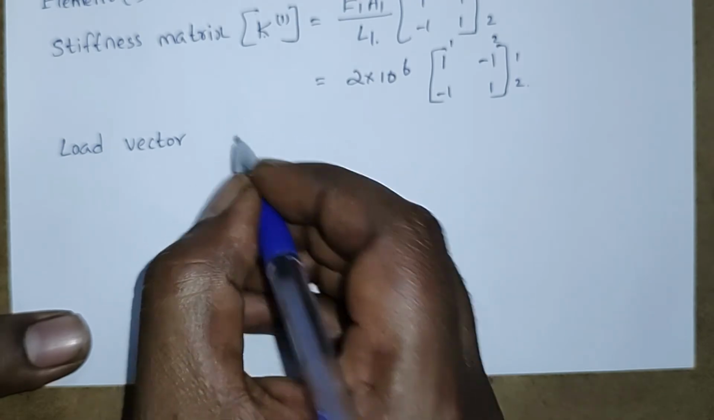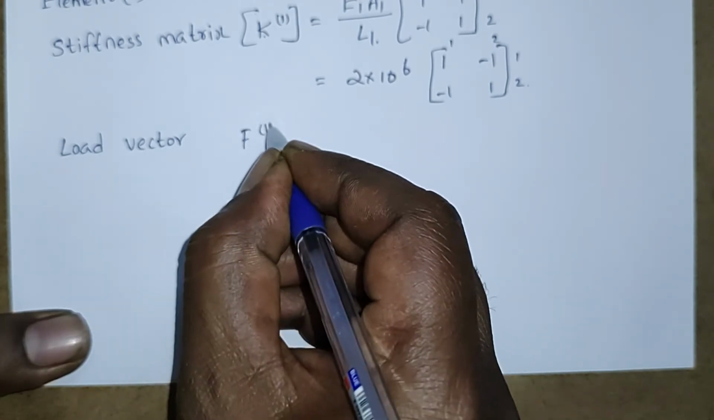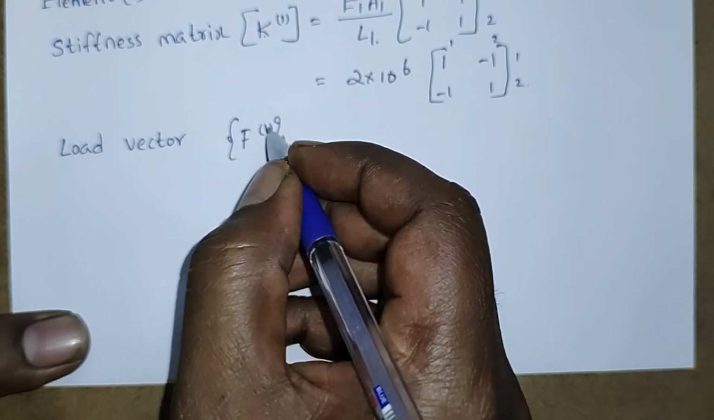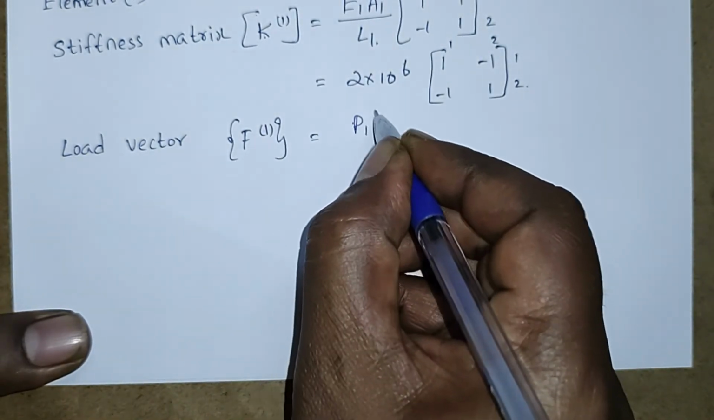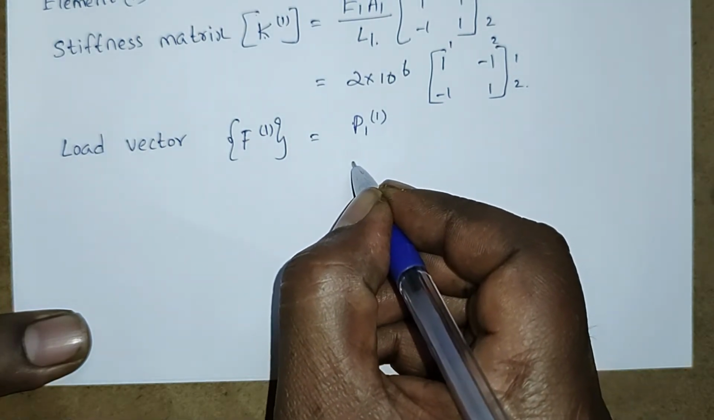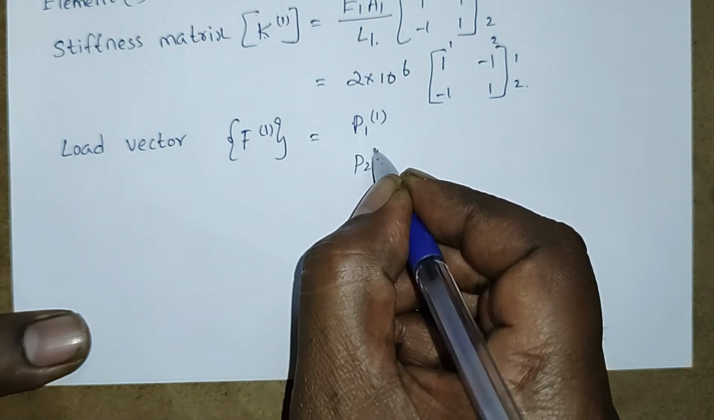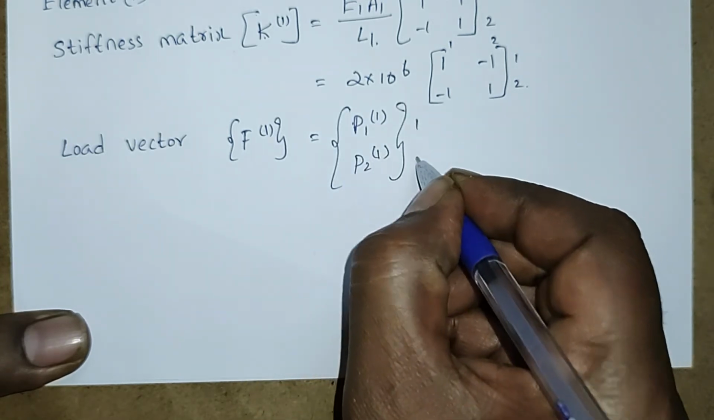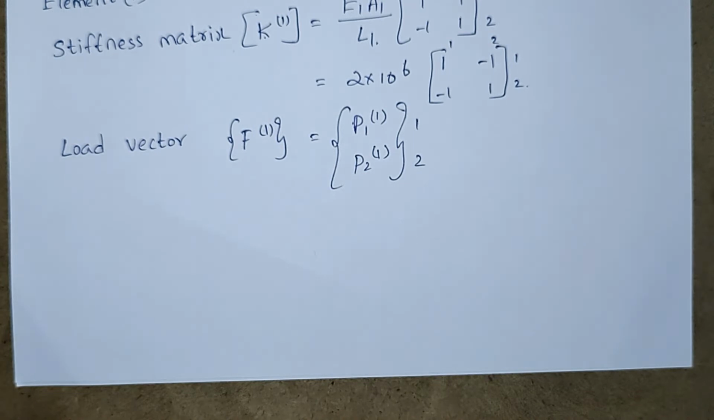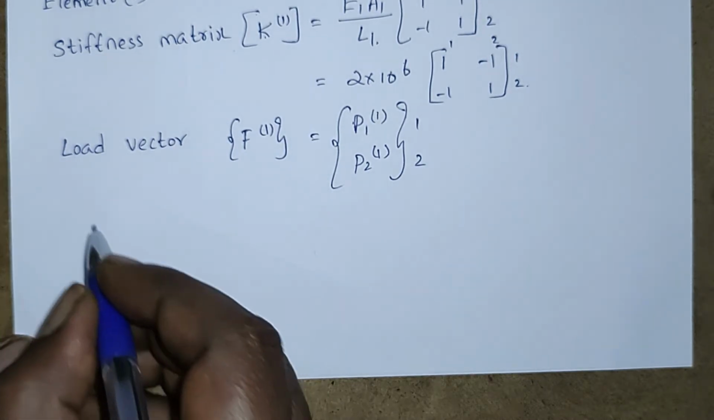Load vector is represented as F for element 1. So P1 for the first element and P2 for the first element. So like that we will be writing. This is 1 and this is 2. Now for the first element it is completed. We have written the stiffness matrix and load vector, and we will write for the second element.